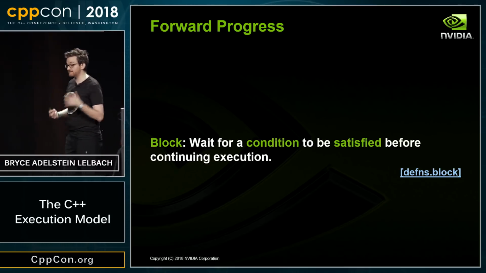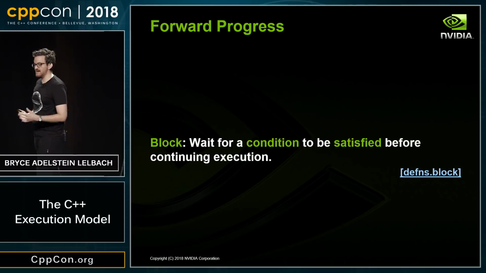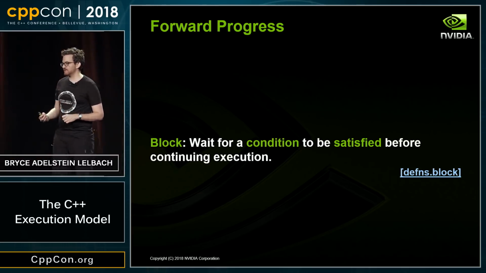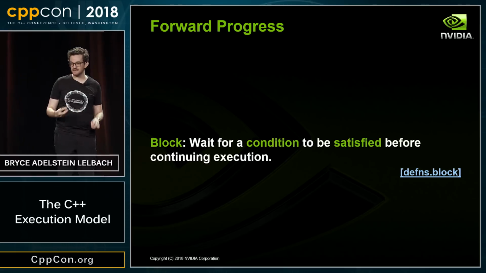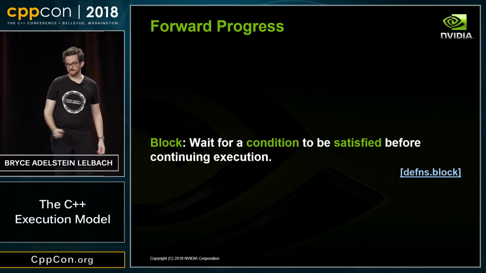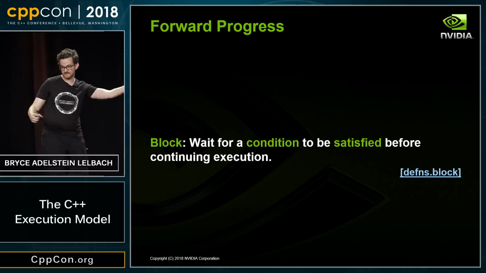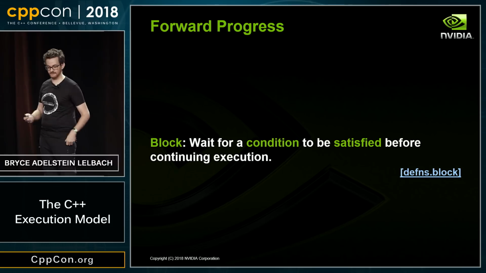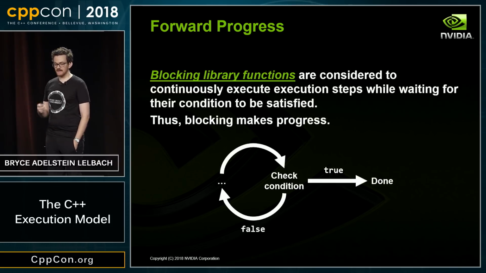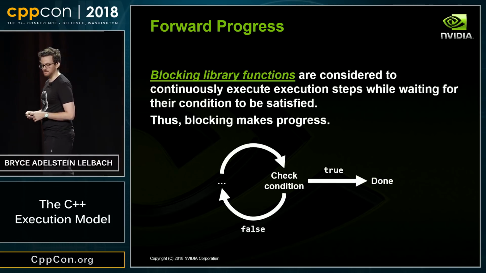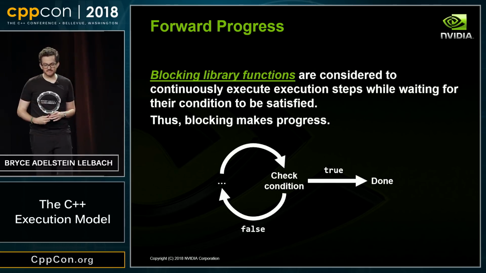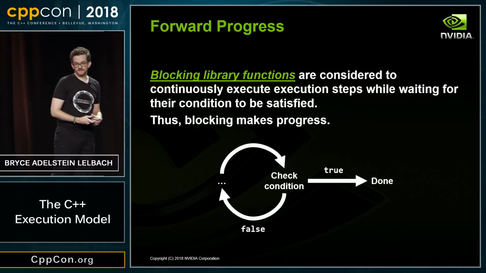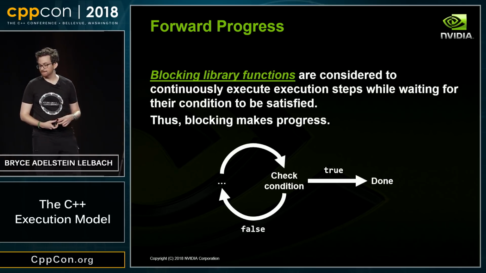So blocking, the definition in the standard is to wait for a condition to be satisfied before continuing execution. Or we'll often say in standardese, to block pending this event happening. Like to block pending the completion of this thread, to block pending this mutex becoming unlocked. Blocking library functions are modeled as continuously executing execution steps while waiting for their condition to be satisfied. And thus, blocking makes progress.